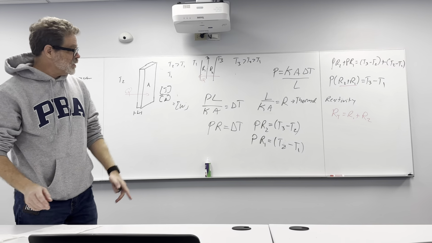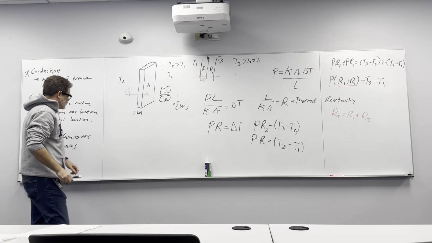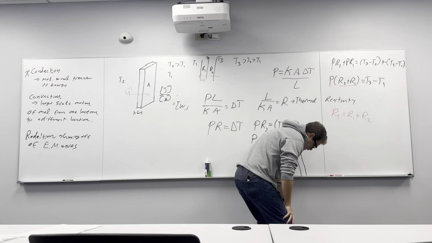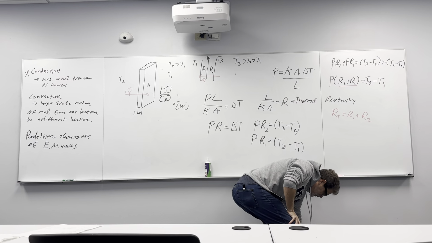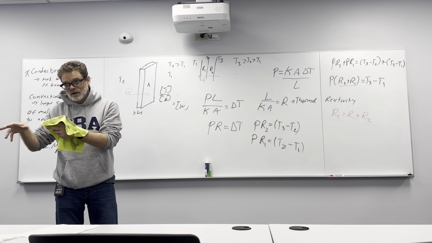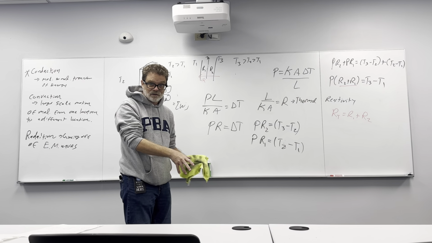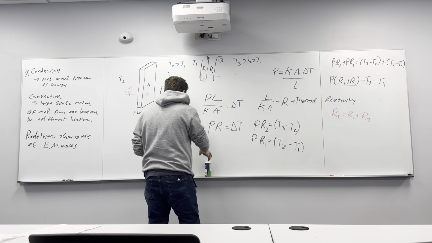All right, second one. We did this one. Second one, convection. Large-scale motion of molecules from one location to another. So we're not going molecule to molecule. We're taking molecules from one location, let's say they're hot or cold, but I'm transporting them to a new spot. That's how I'm transferring the energy or the heat.